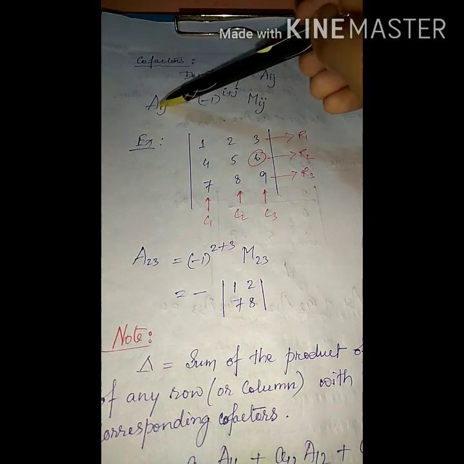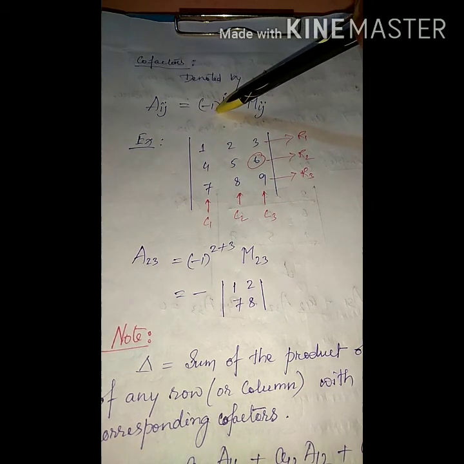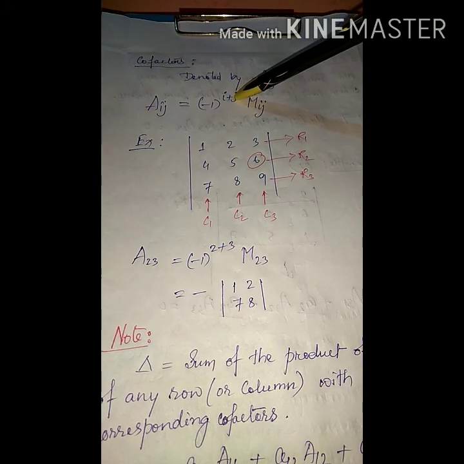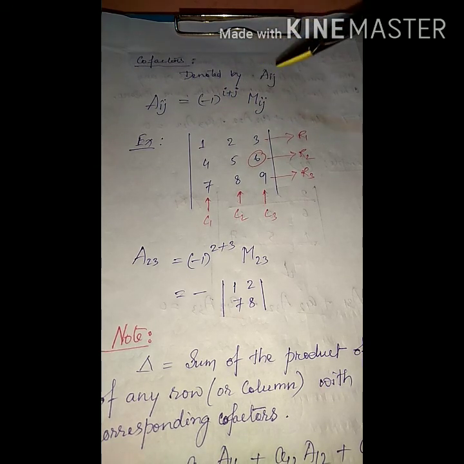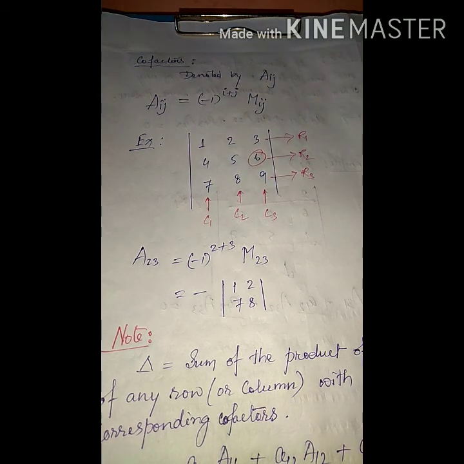Here, depending on I and j, we have to write in this way. In general, we write I plus j. -1 is fixed, and with respect to this I plus j, we have to write -1 to the power I plus j. And Mij, all of us know this one. This one is what? Minors. So let's check out one example here.